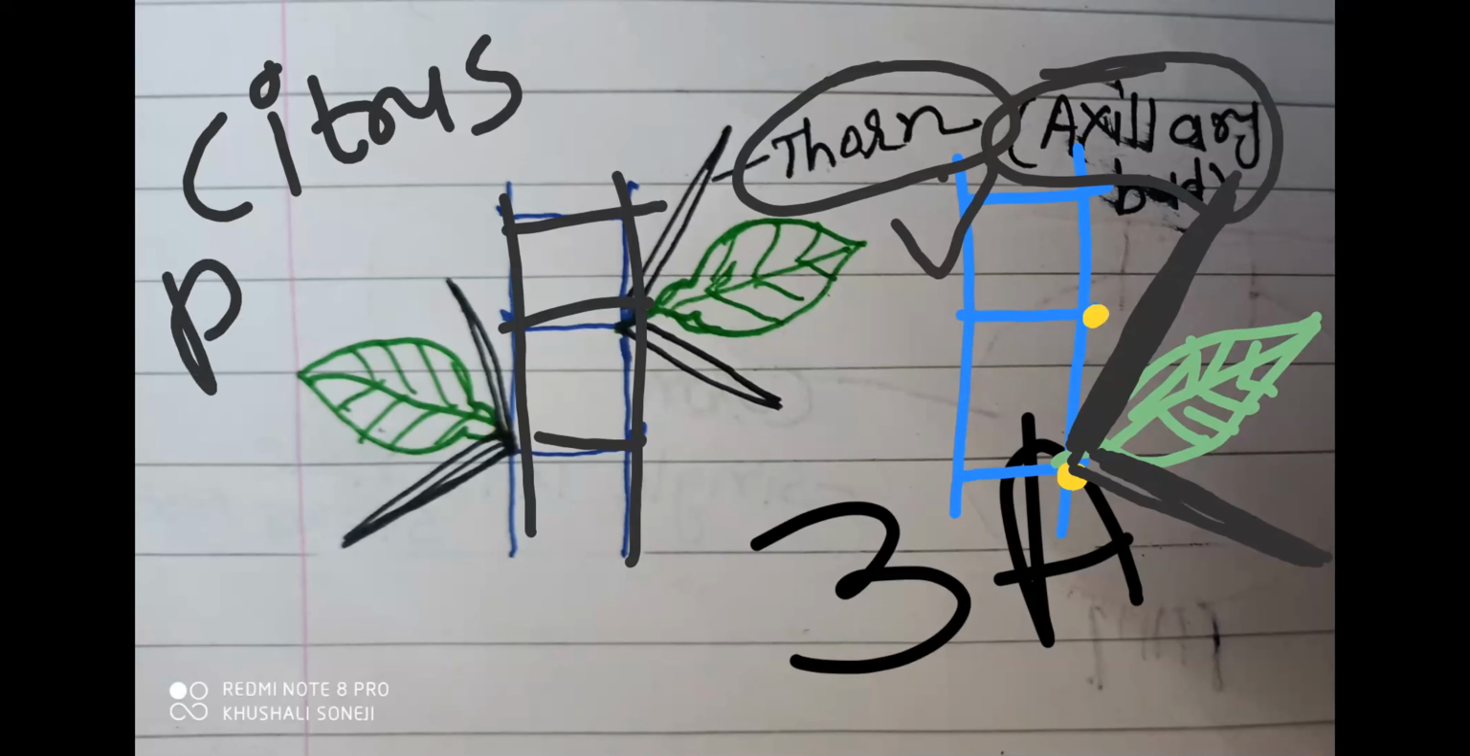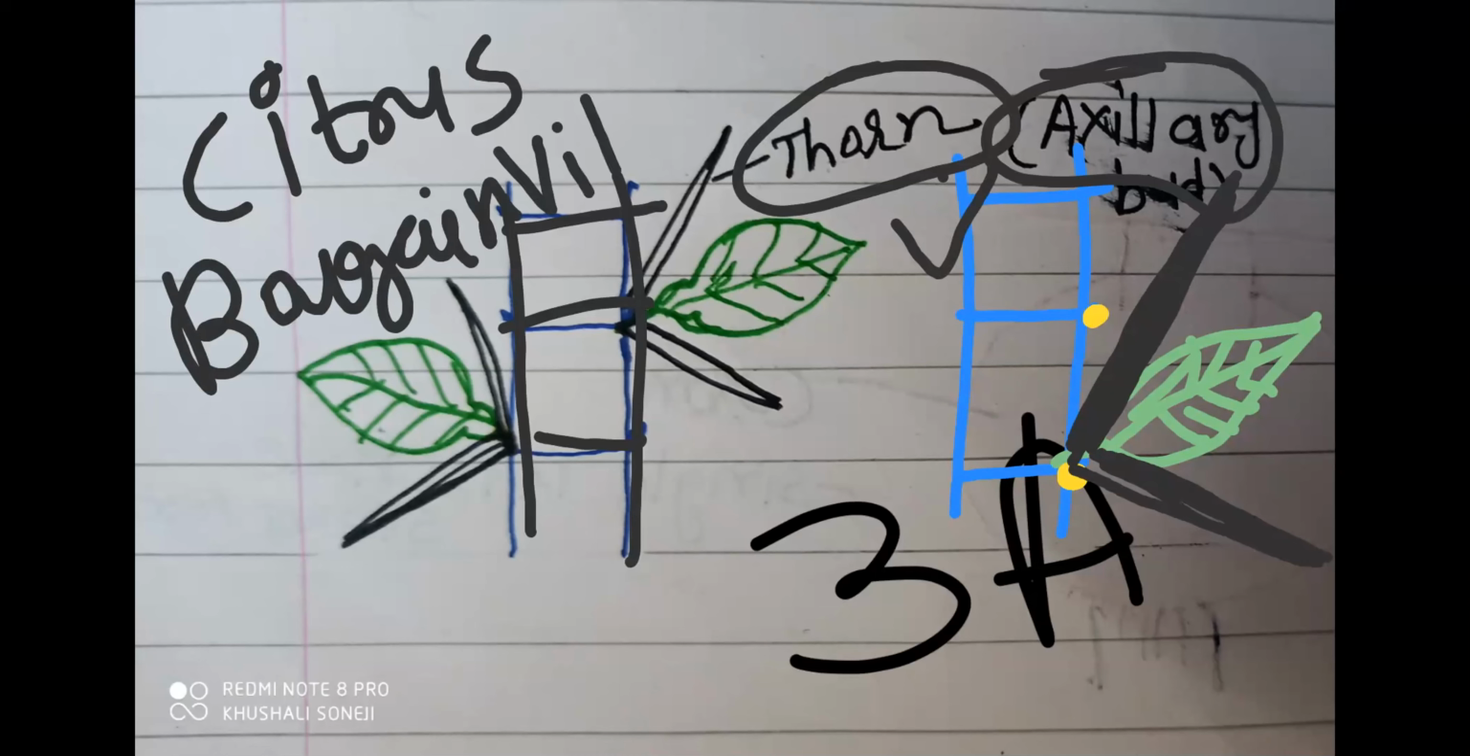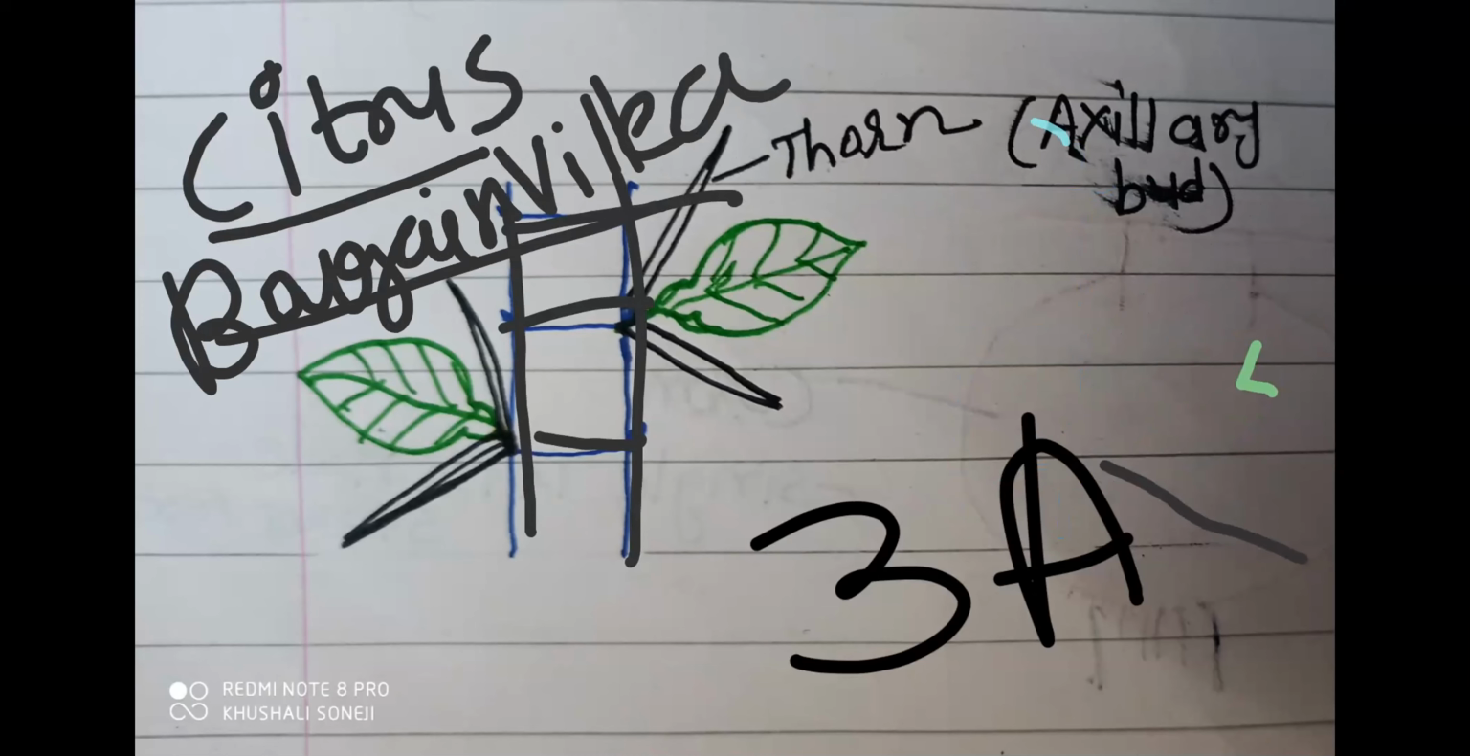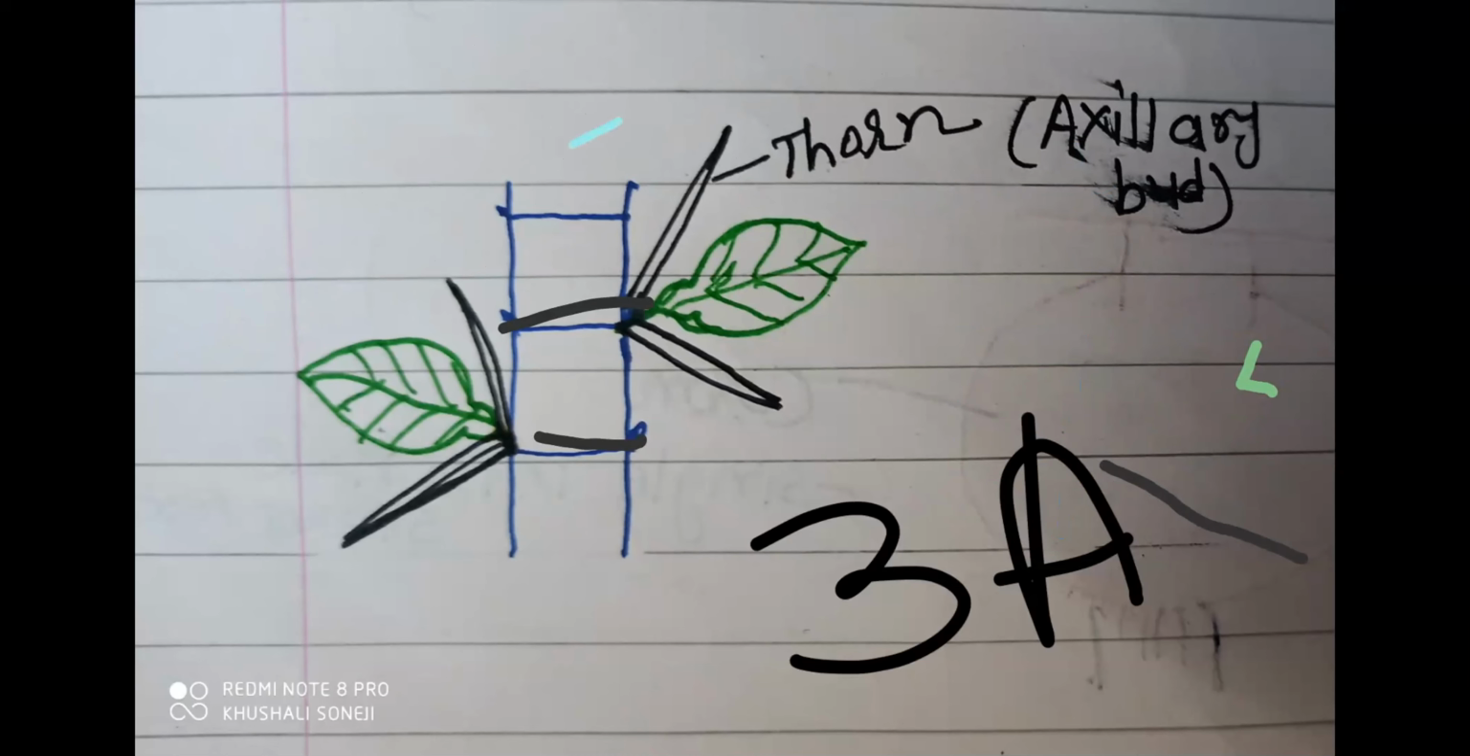Then bougainvillea. Bougainvillea, I think you all have seen, there are many along roadsides, in different colors, violet, blue, pink, white, so many different color flowers, so many varieties of this bougainvillea are there. So in citrus and bougainvillea, in this type of modification we can observe that axillary bud is modified into the thorn.